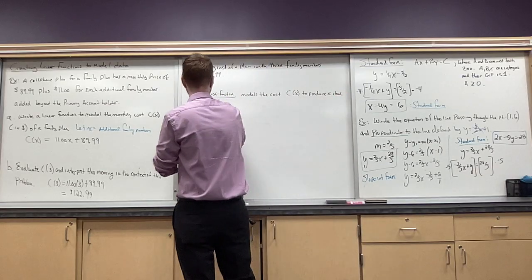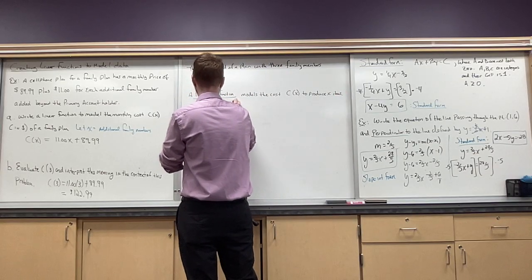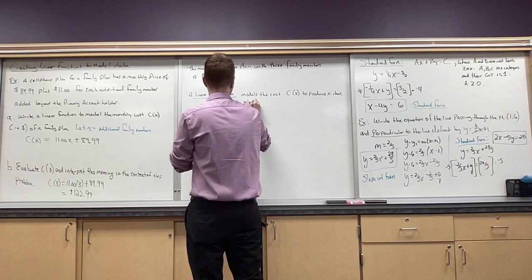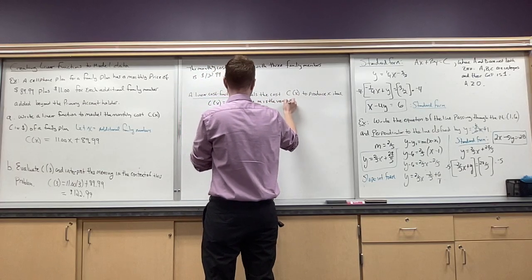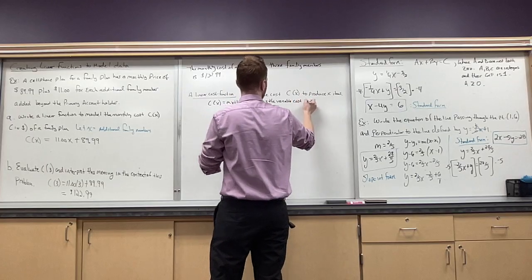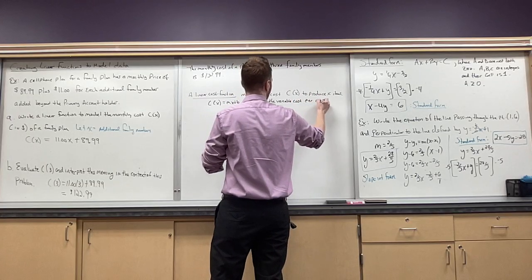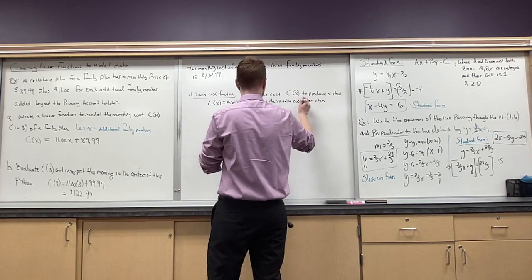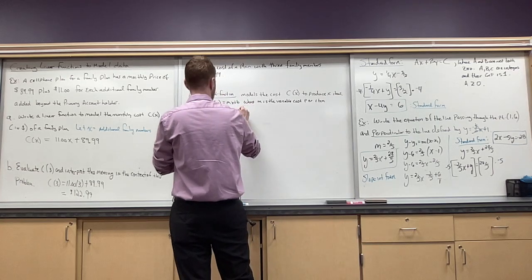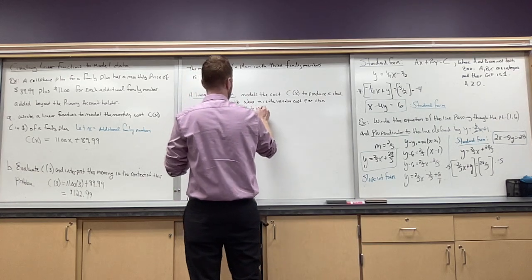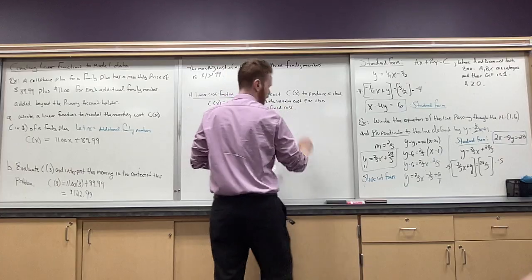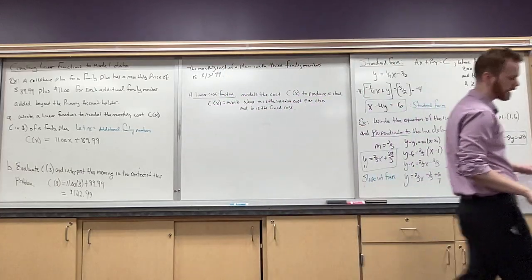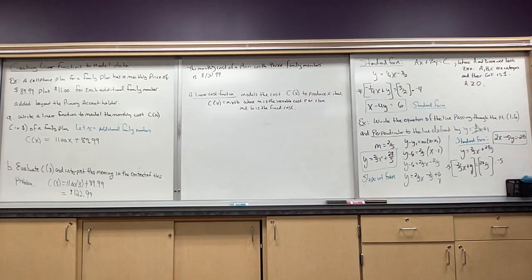Okay, so we have something like C of X equals mx plus b, where m is the variable cost per item. And b is the fixed cost. Okay, so going back to all of our prior examples, the y-intercept is always fixed. It's not going to change.